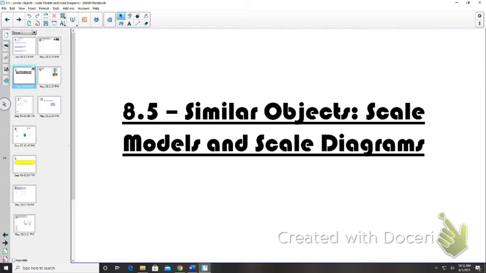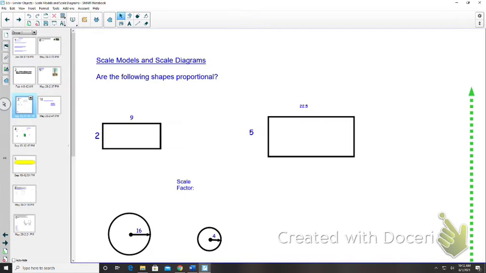And we also have really big things that we want to put on a piece of paper, like the blueprint of a school, for example. We would shrink that down using a scale factor, okay?